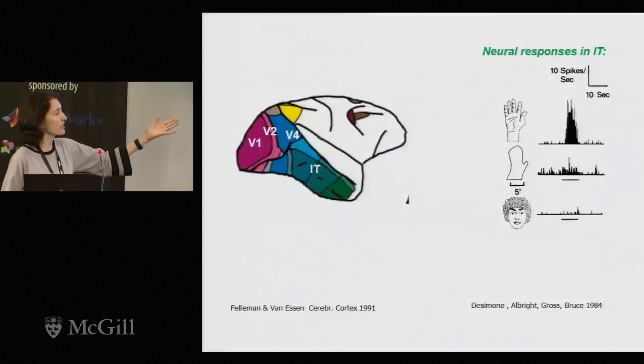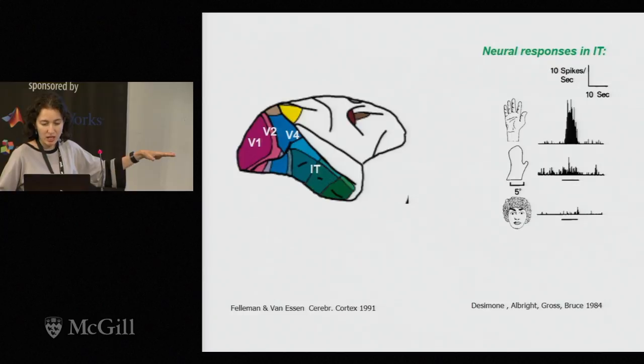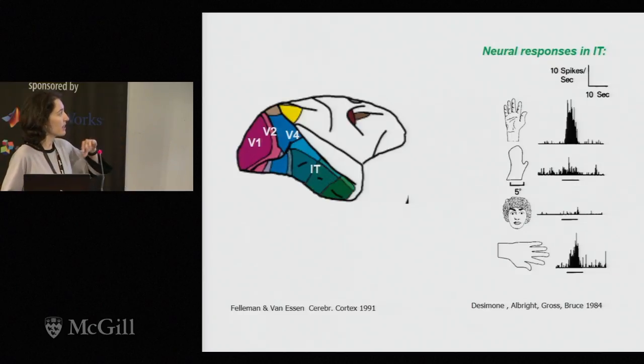Basically, if you look at the right side, if you show a hand, this IT neuron responds a lot. If you simplify it to a mitten, the response is just reduced. For that neuron, if you show a face, the response is abolished. But then if you show a hand at 90 degrees, the response comes back.